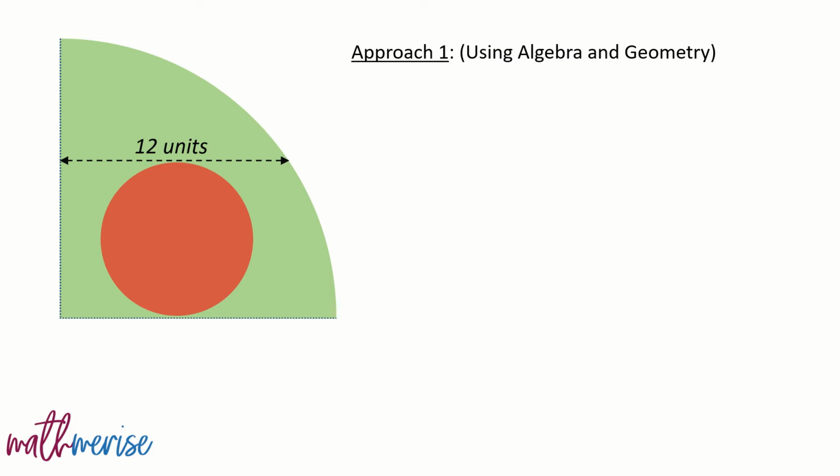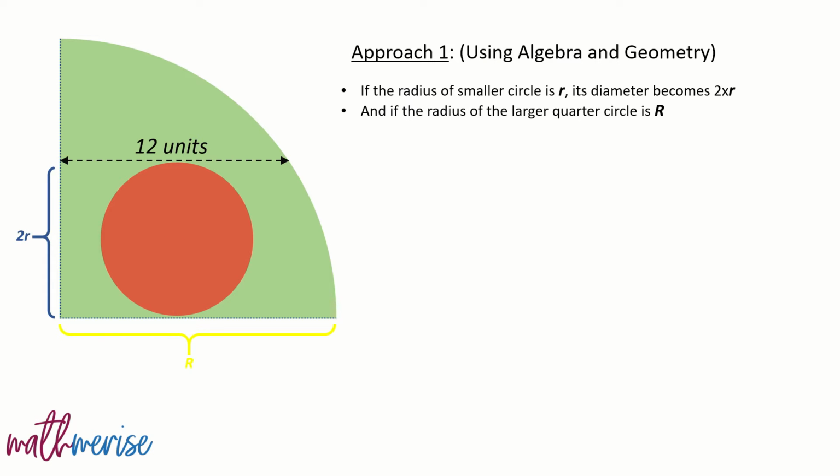Approach 1 is using algebra and geometry. If the radius of the smaller circle is small r, its diameter becomes 2r. The distance between the tangent line of 12 units and the horizontal line of the quarter circle is 2r. And if the radius of the larger quarter circle is capital R, the diagonal line becomes capital R. Here we can clearly see a right angle triangle forming, so we will be exploiting the Pythagoras theorem and putting it to our leverage.